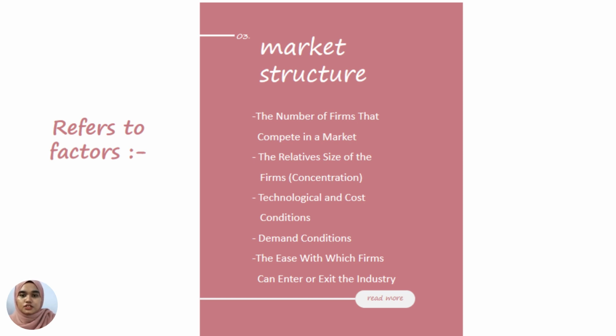Market structure refers to factors such as the number of firms that compete in a market, the relative size of firms, how there are a lot of big firms and just some small firms. The potential for concentration has to do with the industry having increasing, decreasing, or constant returns to scale, and demand condition.